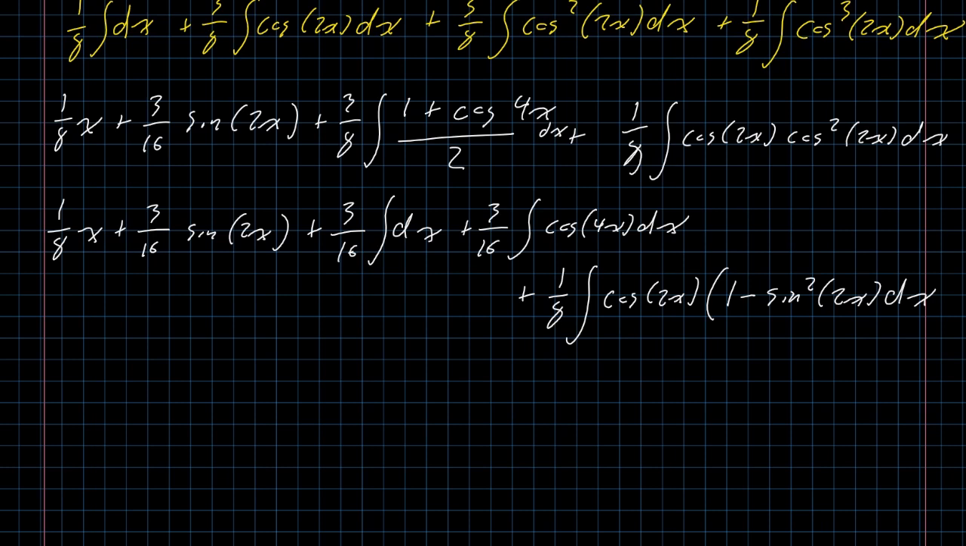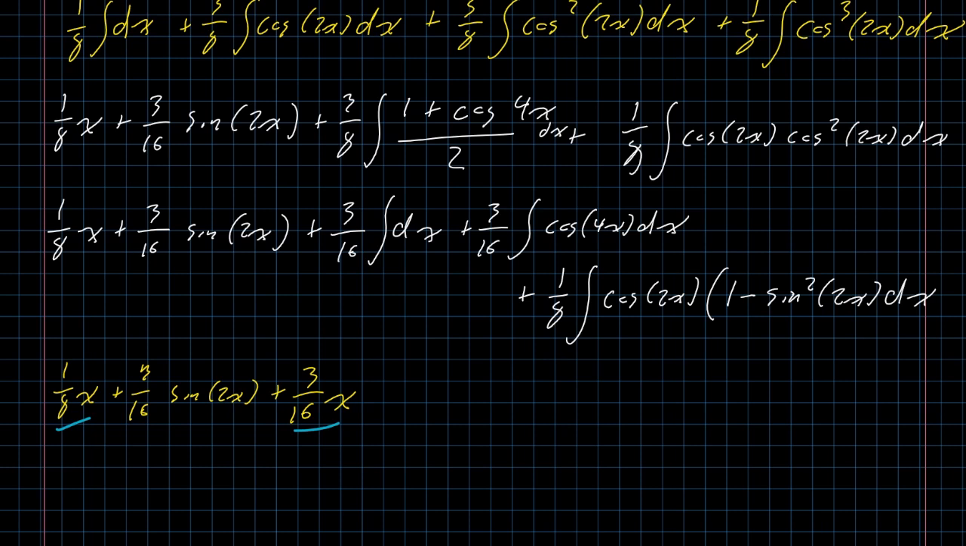All right. I'm going to switch colors again just so that my lines become a little bit more clearly delineated. My 1/8 x is still 1/8 x. My 3/16 sine of 2x is still 3/16 sine of 2x. 3/16 the integral dx is just 3/16 x. And now I have some like terms here that I can combine in the next step.